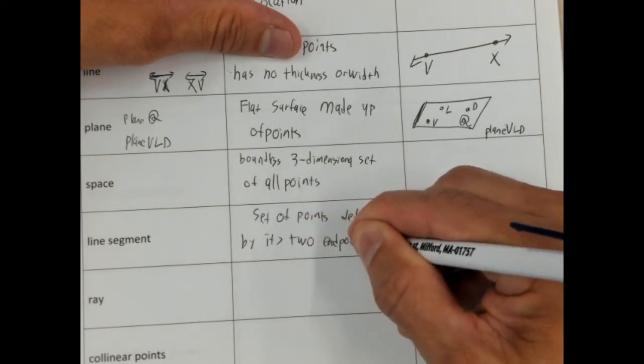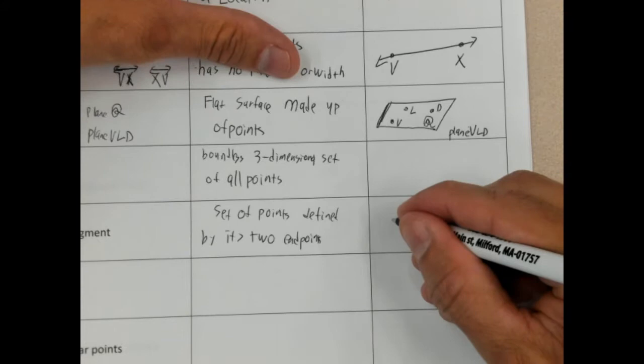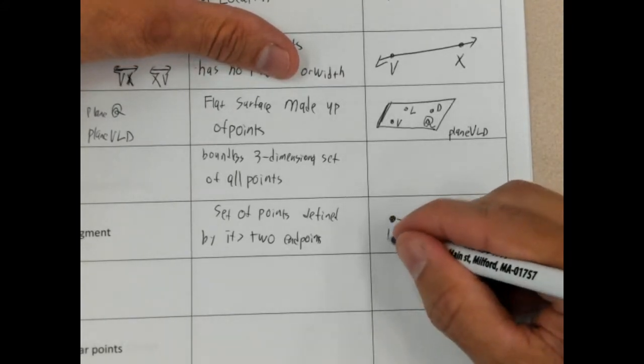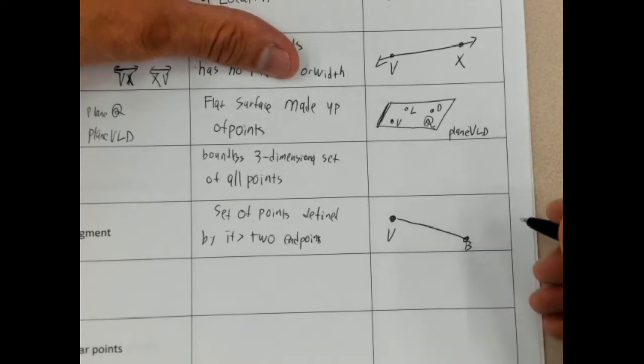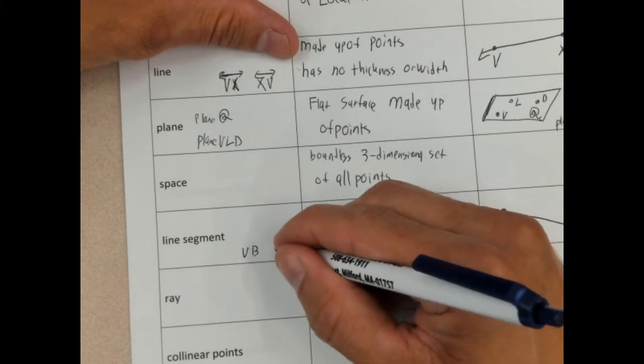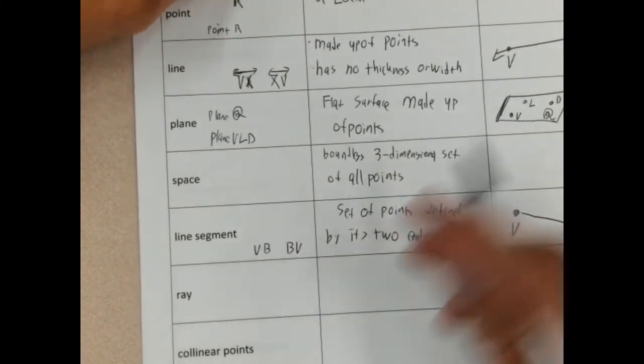Okay? And it's going to look like this. Endpoint here, endpoint here. We're going to go with VB. Okay? And you could label it VB or BV. Doesn't matter.